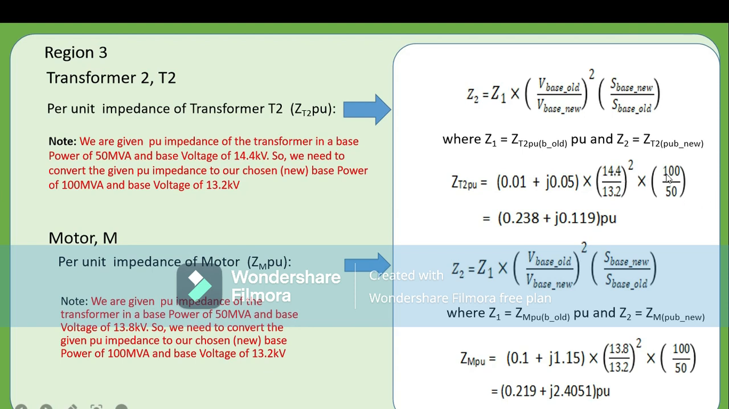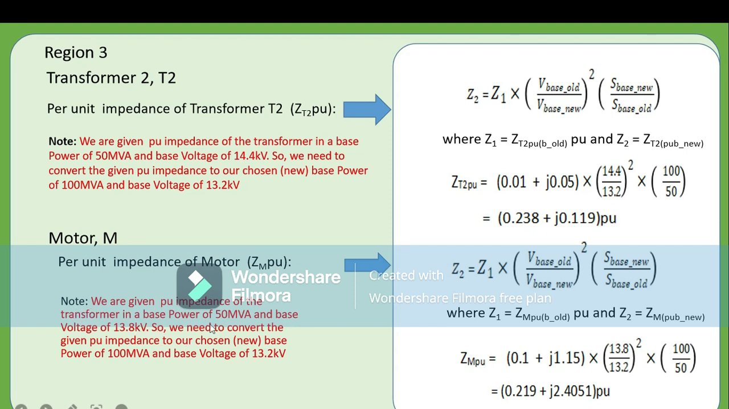So when we do that, we know the base power. Our system base power is actually the base power of the transformer. When we do that calculation, we arrive at this. Now we look at the motor. What is it for the motor? We see that for the motor we are given the per unit impedance in a base power of 50 MVA and a base voltage of this. This is not supposed to be transformer, this is for the motor.